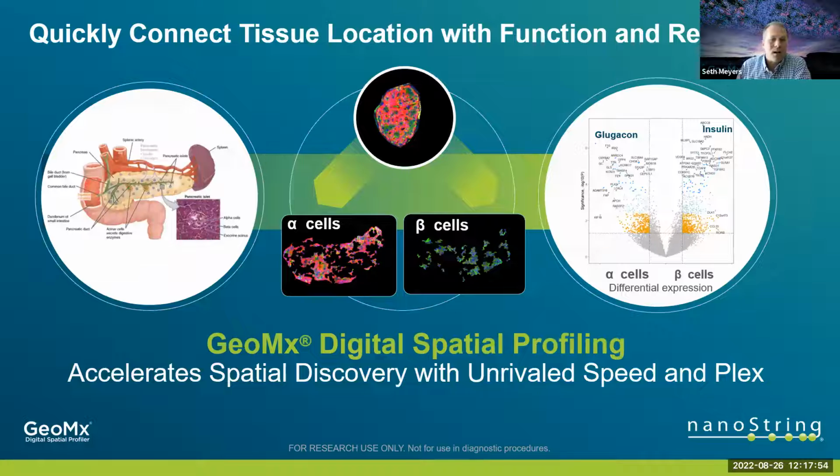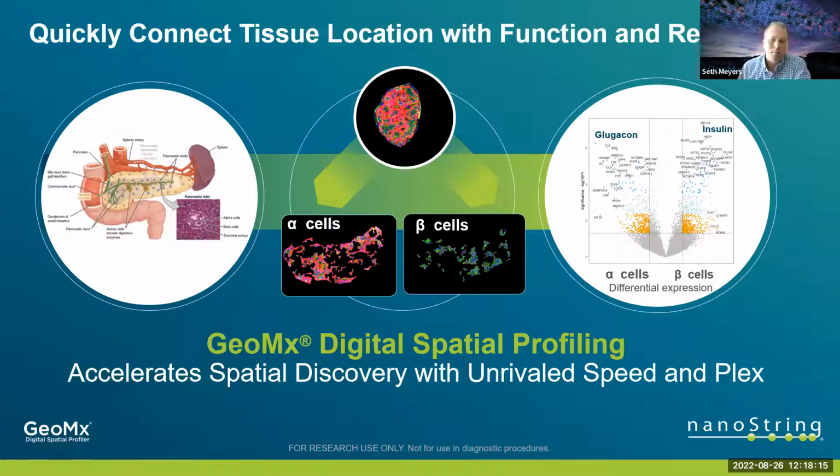So we've also got a great solution. What GeoMx really enables you to do is simply accelerate your spatial discoveries with unrivaled speed and plex, where you can quickly connect your tissue location with the function and regulation. So here we've got a great example of working with sample sets interested in glucagon and insulin.